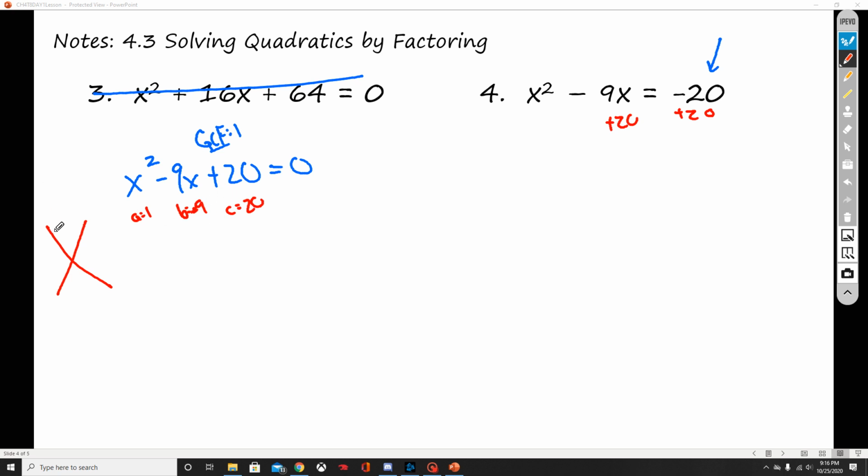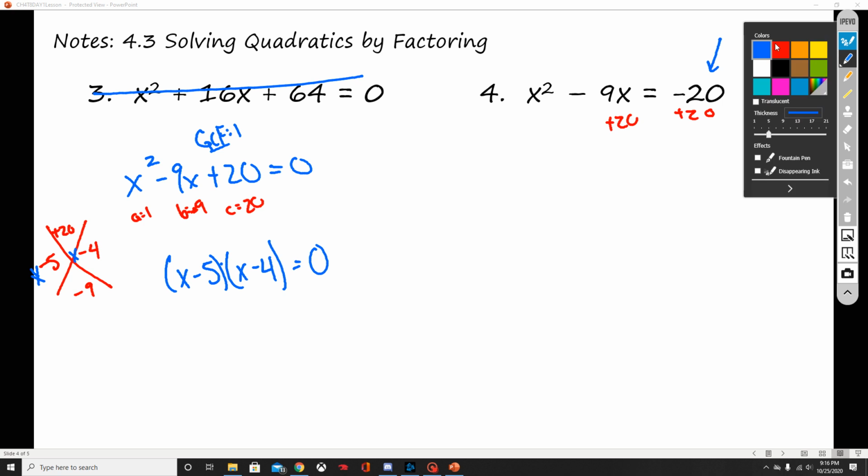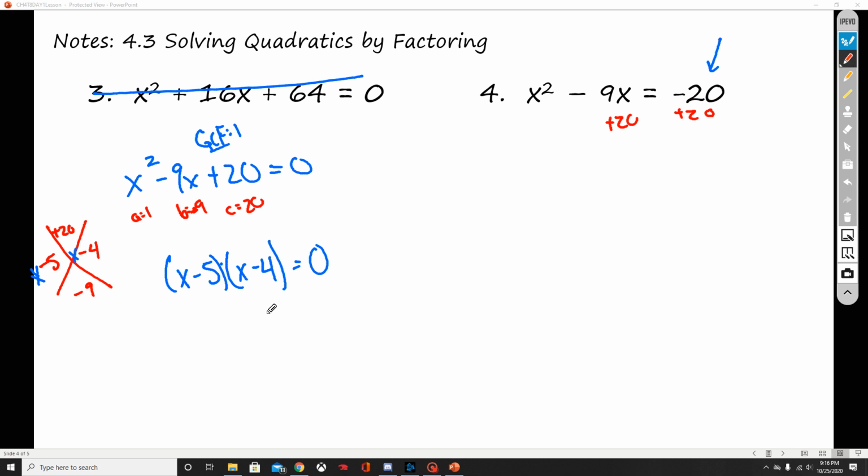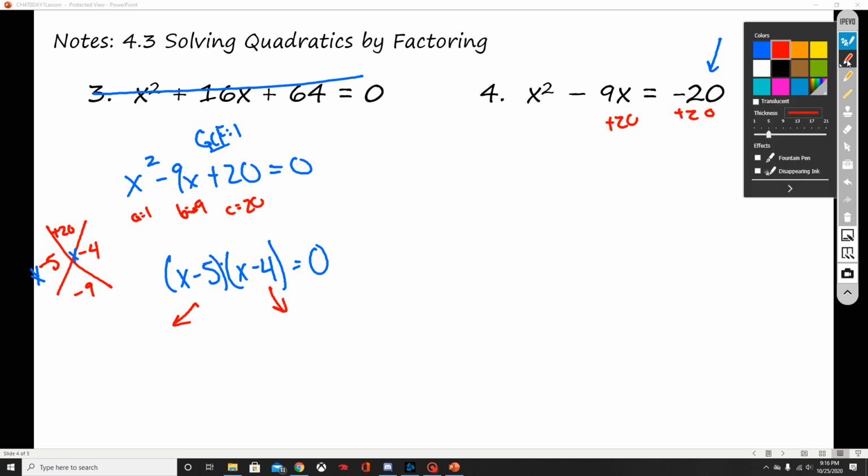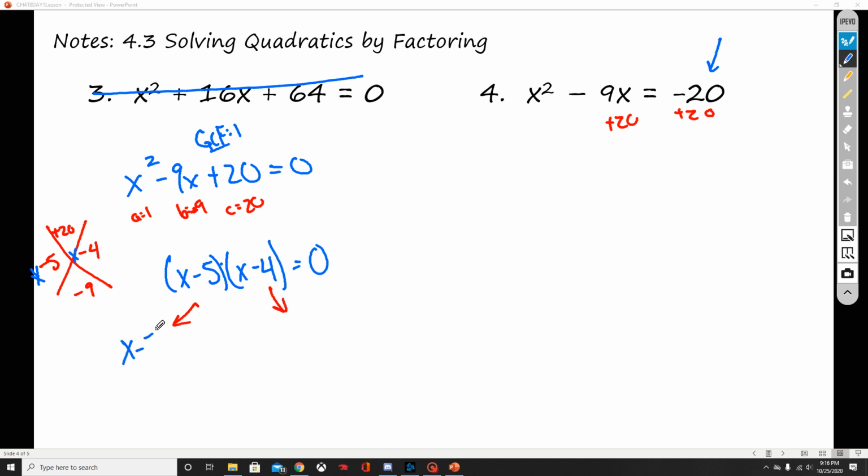So up top is a times c, which is positive 20. The bottom is b, which is negative 9. Two numbers whose sum is negative 9 and whose product is positive 20: negative 5 and negative 4. Since a is equal to 1, that means we can use these as our factors, x minus 5 and x minus 4. So this would factor into x minus 5 times x minus 4 is equal to 0. Alright, well it says that these two factors multiply together to make 0. So either this factor is 0 or this factor is 0. So I'm going to set them both equal to 0. Either x minus 5 is equal to 0 or x minus 4 is equal to 0.